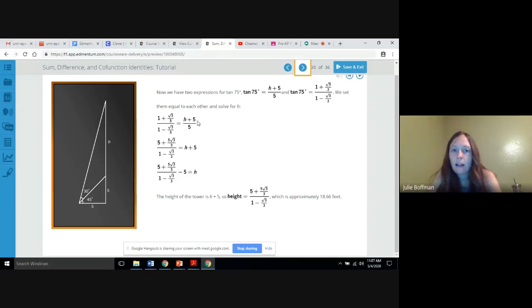And then they just did some algebra, so they first multiplied by the 5 to move it over. When you multiply by the 5, it goes to the numerator, and they distributed it. And then they subtracted the 5 to get h alone. So they know what h is now, this top part of this side. If you want to know the whole height of the tower, it's this h value that we just got plus the 5 at the bottom, and you get this, which you could type in the calculator and get 18.66. So if you have any questions on that, let me know.